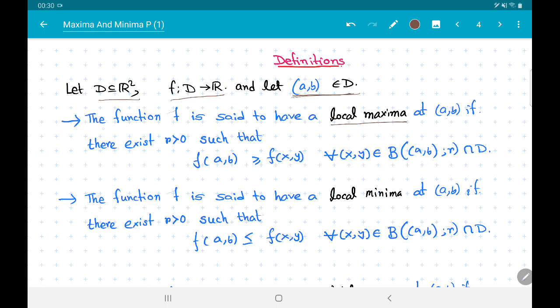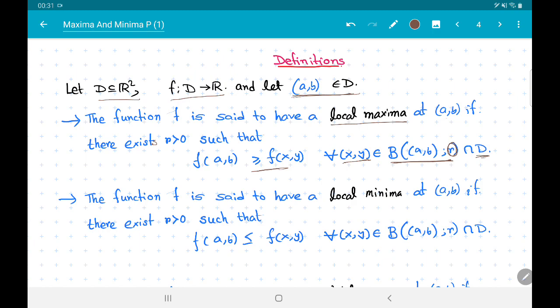So let me read through this. The function f is said to have a local maxima at (a, b) if there exists r bigger than 0 such that f(a, b) is bigger than or equal to f(x, y) for all (x, y) in the neighborhood of (a, b) of radius r, and we also want these points to belong to D just to make sure everything is good.